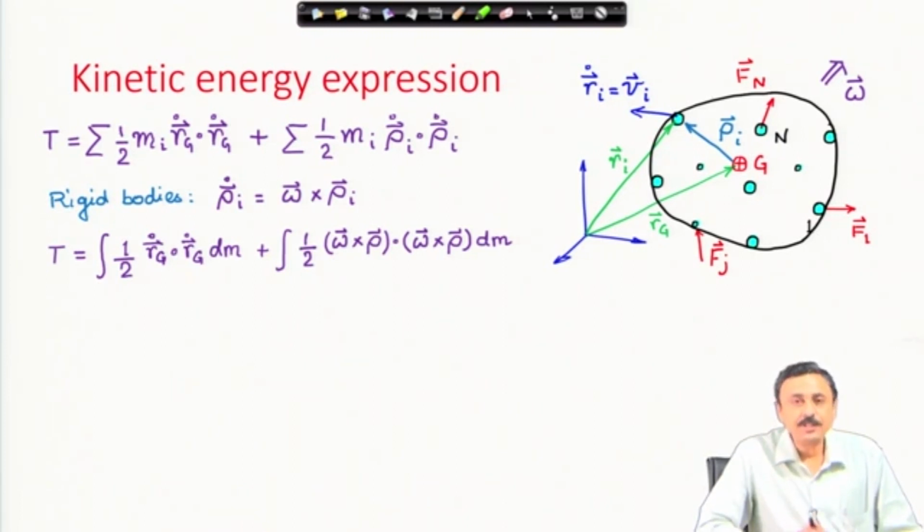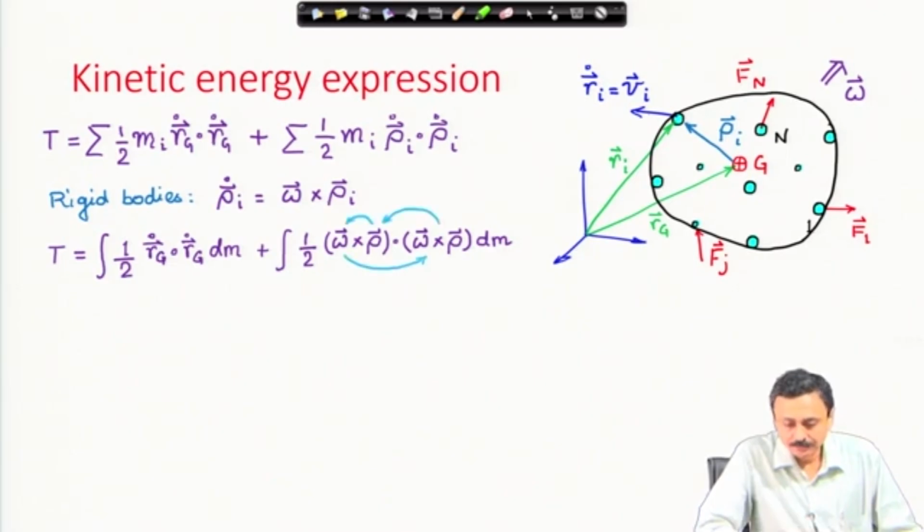As you can see, the first integral is because of the motion of center of mass. It is 1/2 of dm times velocity of center of mass square integrated over the whole body. The second term is 1/2 omega cross rho dot omega cross rho dm. Now, this is because of the rotation of the body about the center of mass. This is sometimes called the rotational kinetic energy, and we will see this detailed expression.